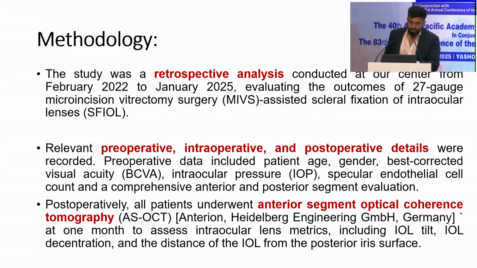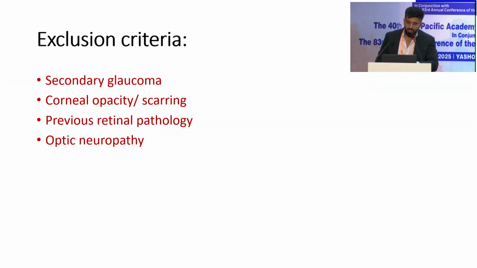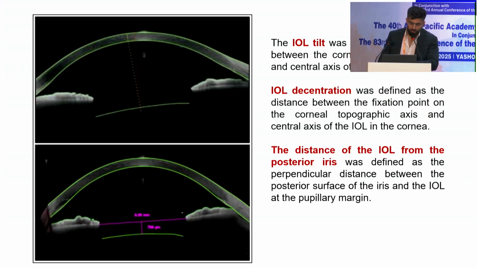So this was a retrospective study. All the relevant preoperative, intraoperative, and postoperative details were collected. Postoperatively, all the patients underwent AS-OCT on Anterion at 1 month of follow-up to look at the following intraocular lens metrics: the IOL tilt, IOL decentration, and the distance of the IOL from the posterior iris surface. Exclusion criteria included secondary glaucomas, corneal opacities, previous retinal pathologies, and optic neuropathy.